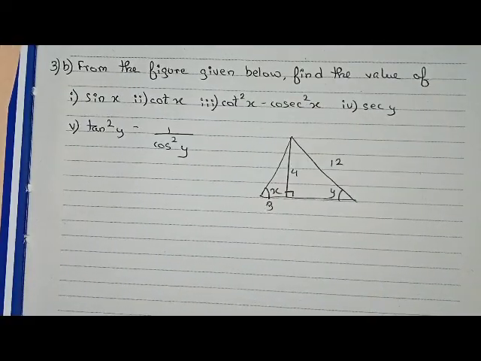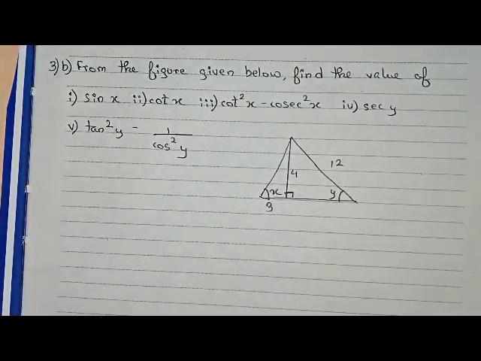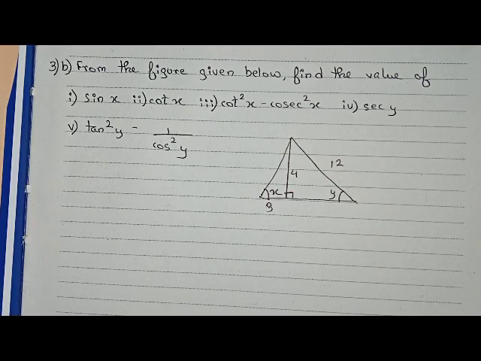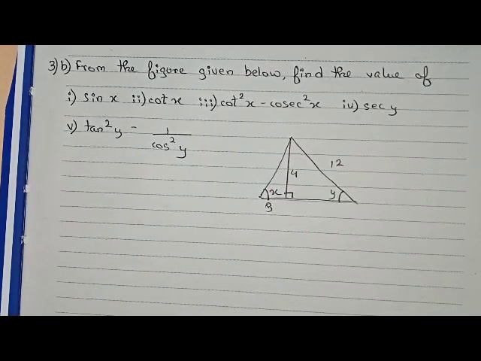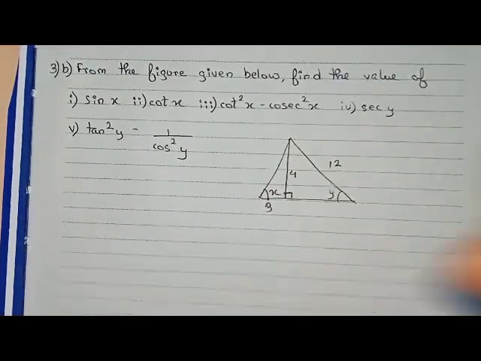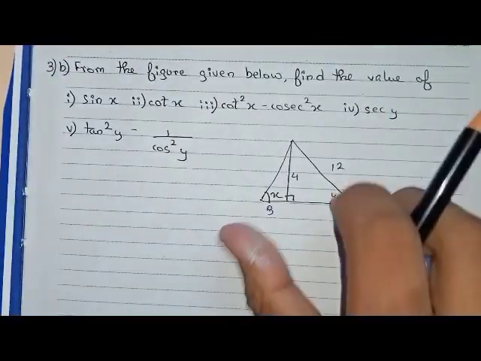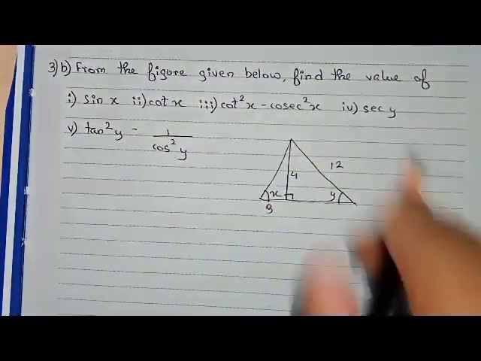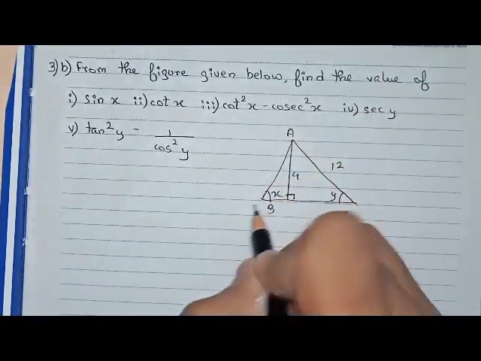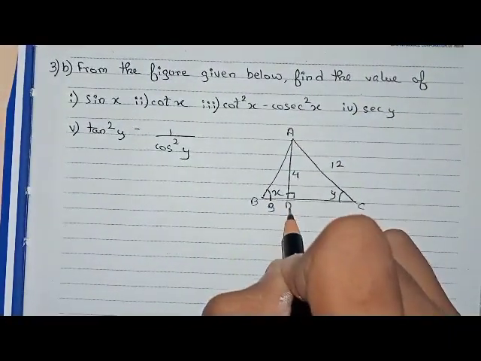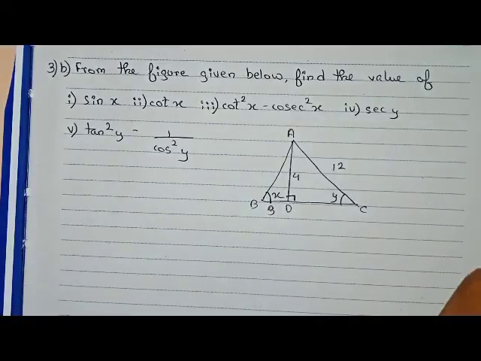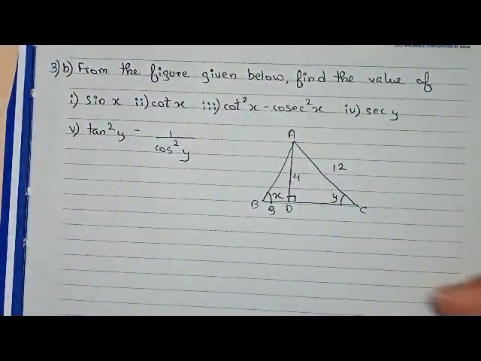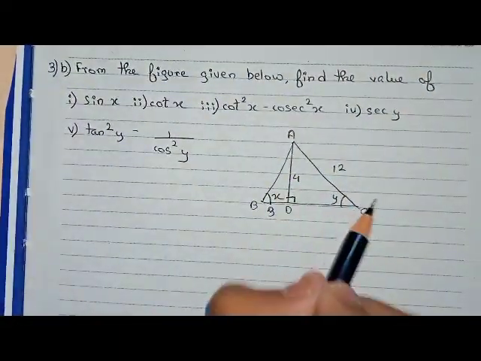Question number 3b. From the figure given below, find the value of sin x, cot squared x minus cosec squared x, sec y, tan squared y minus 1 by cos squared y. So this is a diagram. In this diagram, labeling is not given. So you name this triangle A, B, C and here D. Now it will be easier for the identification of the sides. So first we will find all the sides.